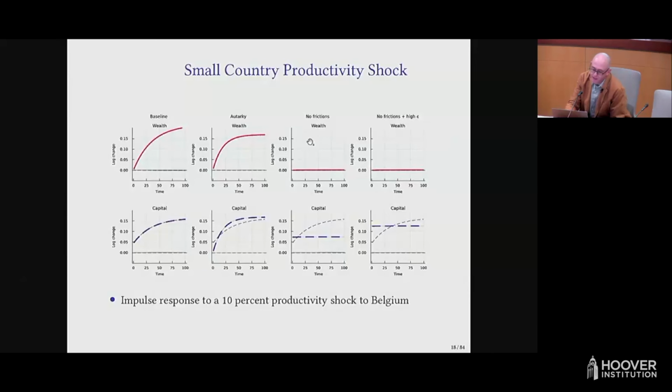What happens in the open economy Ramsey model? So let's consider the fourth column here. So no frictions and an infinite capital elasticity. Well, when I shock productivity in the small country, what happens to wealth in that country? Well, absolutely nothing. Why? Because there are no frictions here and there's infinite capital elasticity.